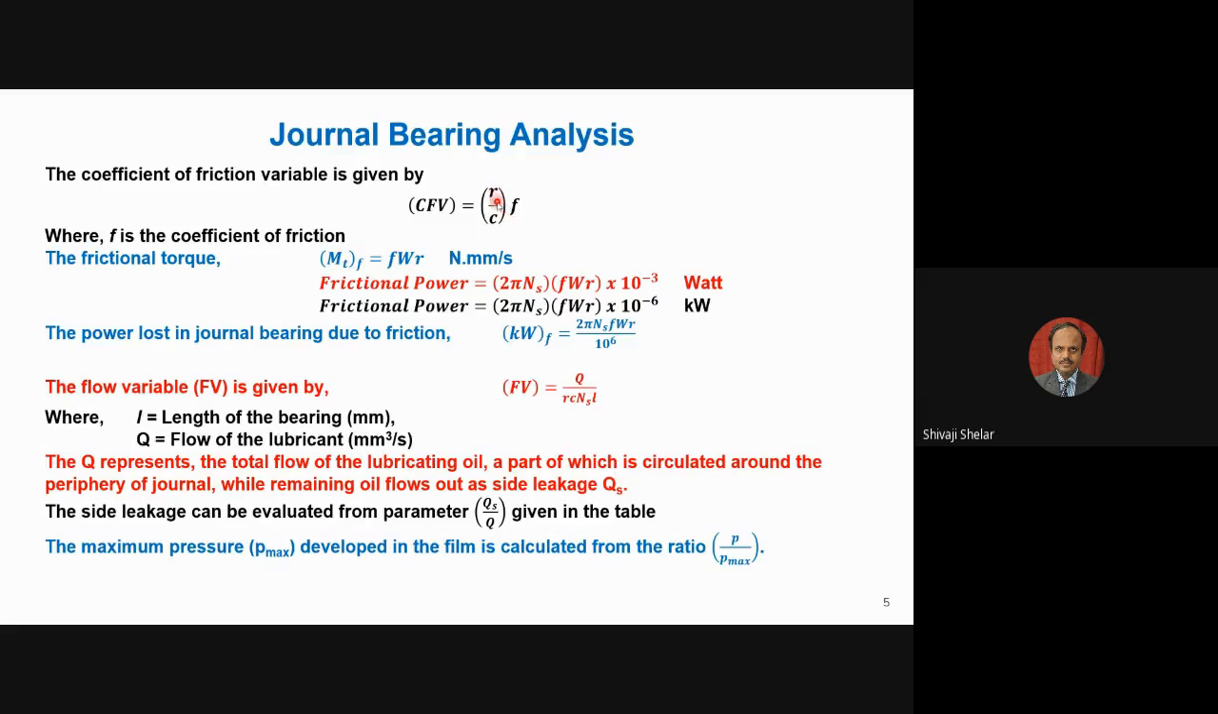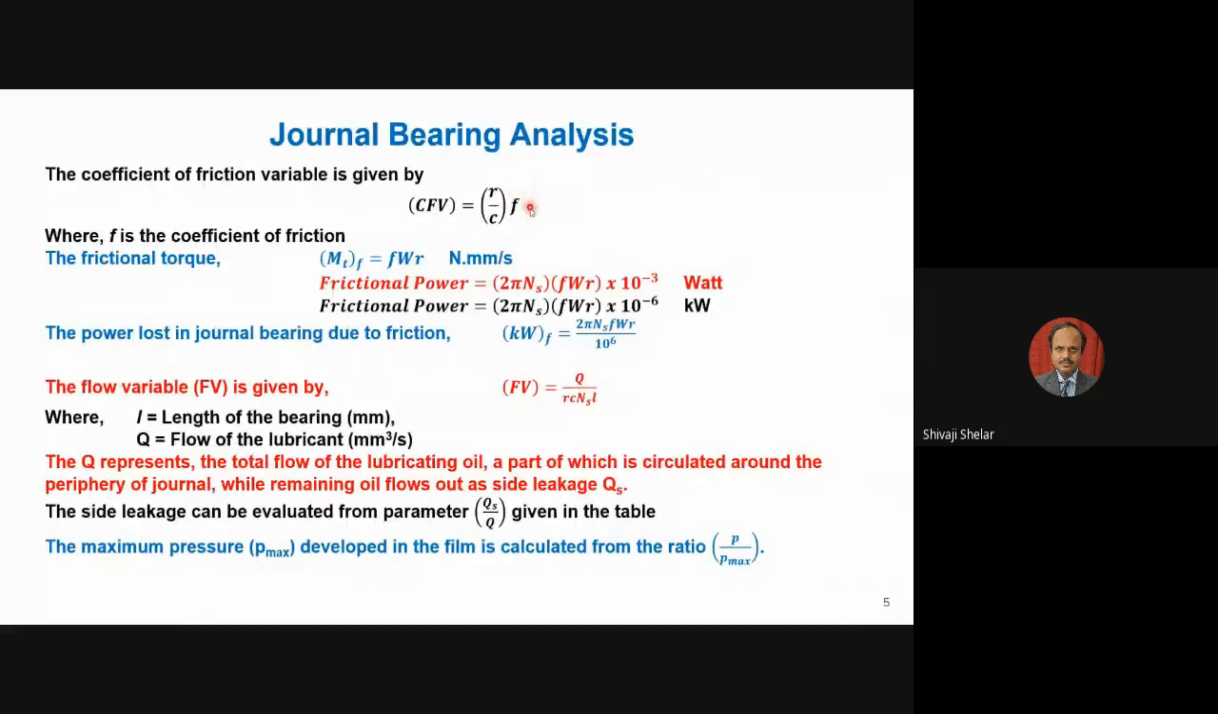R is the radius of journal, C is your radial clearance, which is the geometry ratio. So it is a dimensionless number, and F is a dimensionless number. Coefficient of friction value is a dimensionless number. So F value is your coefficient of friction. In other books, mu is used, but since mu we are using here for viscosity, I cannot use mu here, so I have used F as a coefficient of friction.